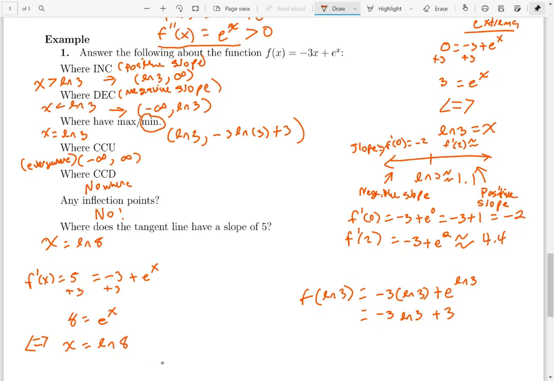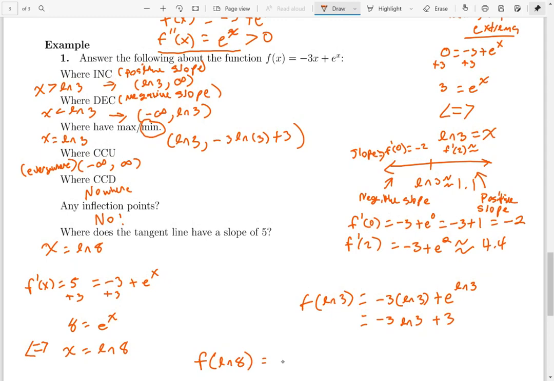But let's, of course, find the ordered pair, so let's plug that x back into our original function f. And so f of natural log of 8 is equal to negative 3 times the natural log of 8 plus e raised to the natural log of 8. And e raised to the natural log of 8 is just going to give me 8. So I get negative 3 natural log of 8 plus 8 as my y value where the tangent line has a slope of 5. So the tangent line has a slope of 5 at the specific ordered pair, natural log of 8, negative 3 natural log of 8 plus 8. And so that's the ordered pair.